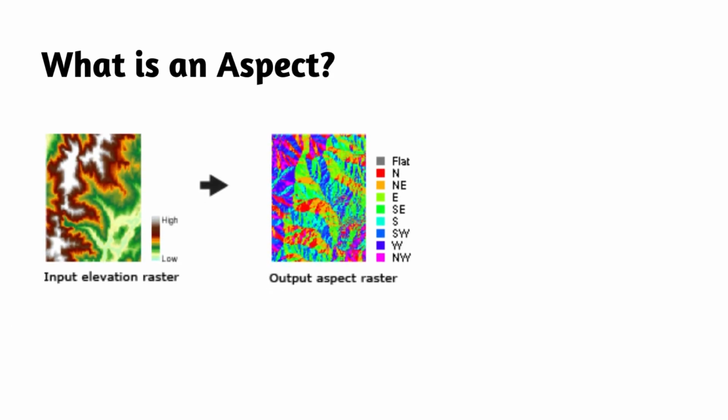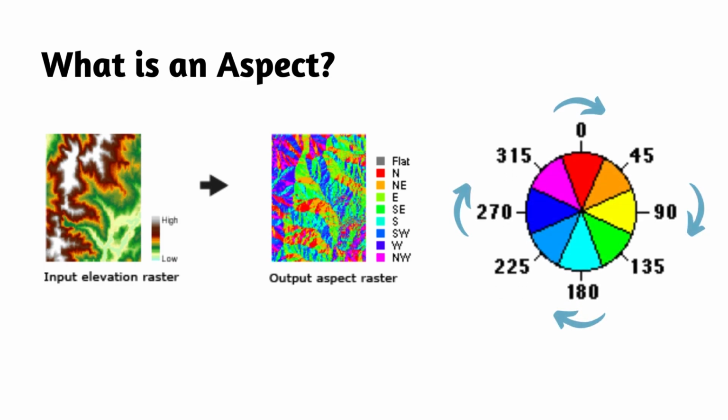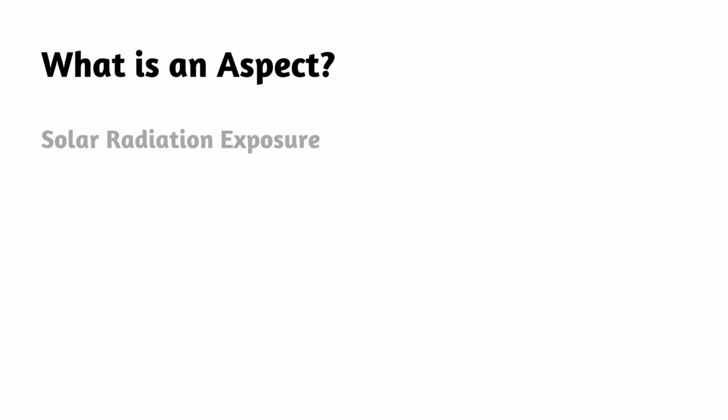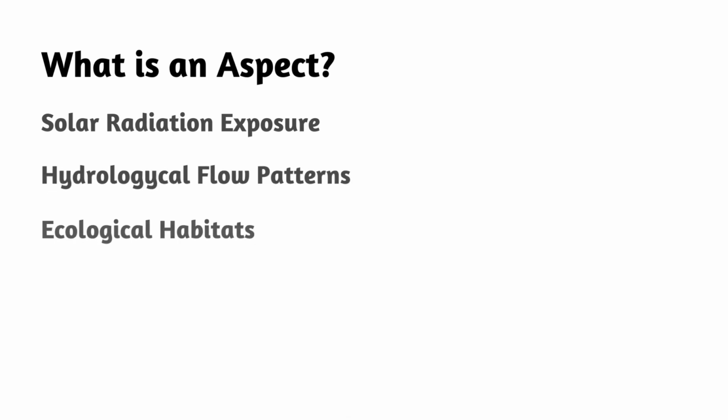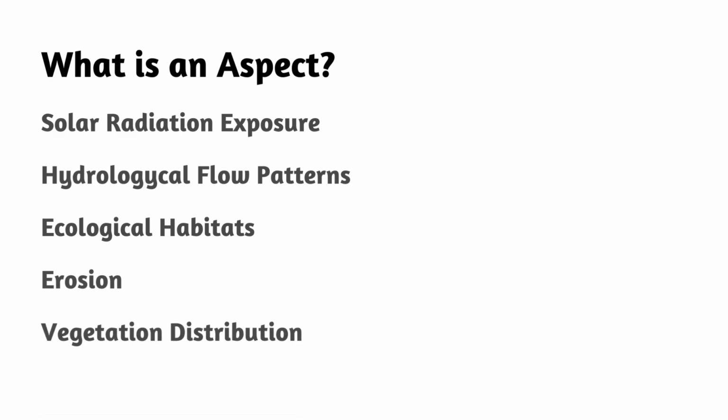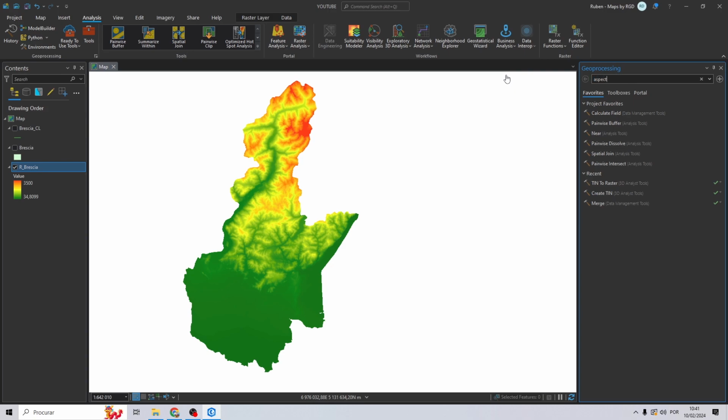Aspect is the direction that a slope faces on a terrain surface. It is typically measured in degrees clockwise from north, ranging from 0 to 360. Aspect is crucial in understanding terrain characteristics such as solar radiation exposure, hydrological flow patterns, and ecological habitats. It helps identify areas prone to erosion, vegetation distribution, and microclimate variations. So, to do this, search for aspect.